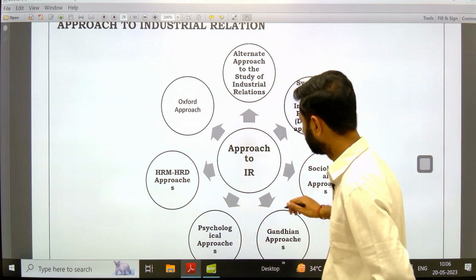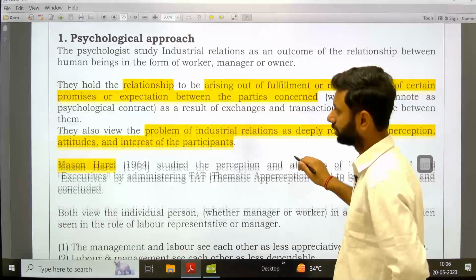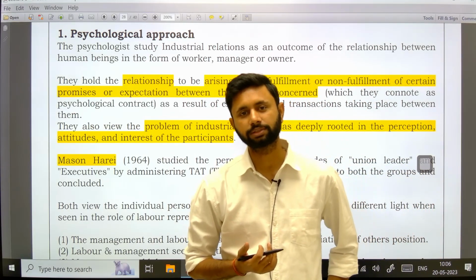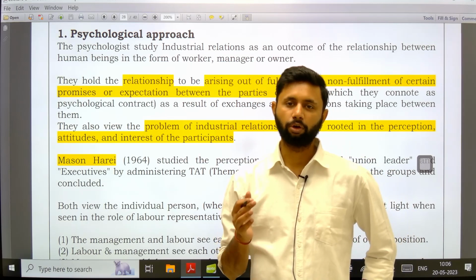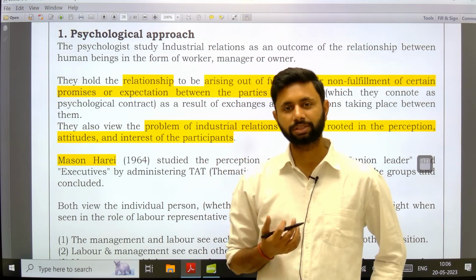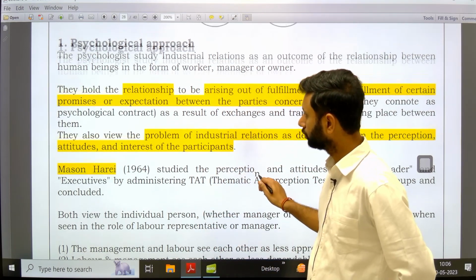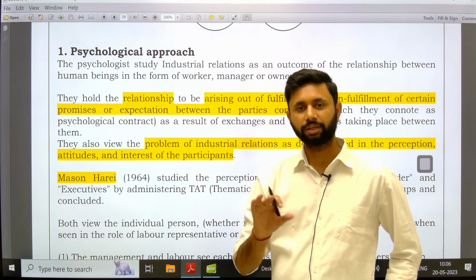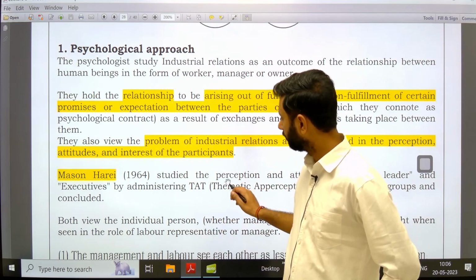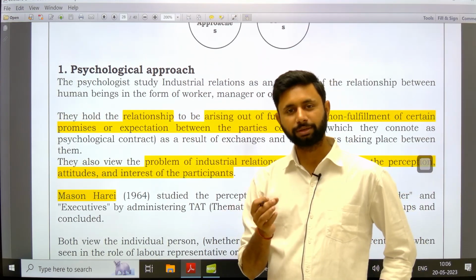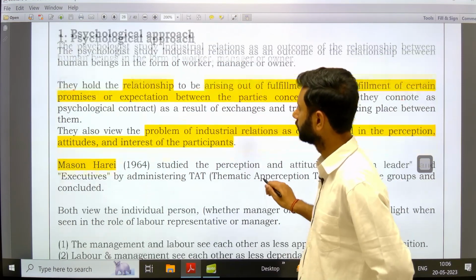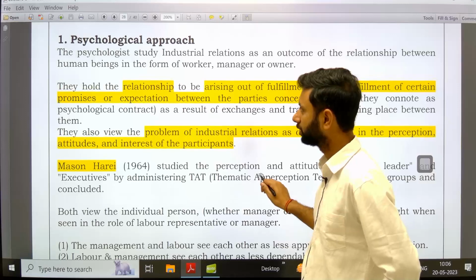First we will start with the psychological approach. Industrial relations, as we have discussed in the last two classes, is the interrelationship between all the stakeholders in the industry. All the approaches give their perspective on these interrelationships. You will find we talk about the same thing, but there are subtle differences within these approaches. First, we are discussing the psychological approach.